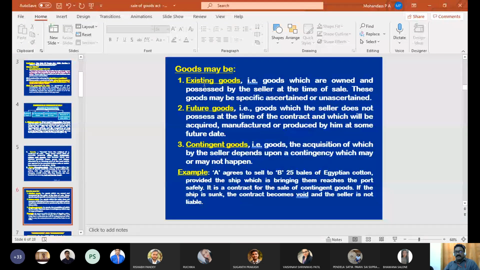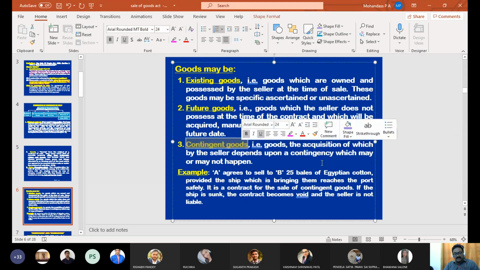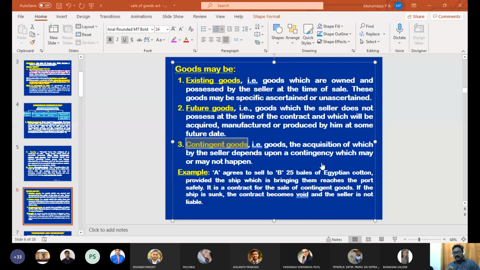Contingent goods. This is a short answer question. Can anyone tell me what is called contingent goods? What is called contingency? We normally hear about a contingency plan. What is the meaning of contingency? That it depends on certain factors. Yes, contingency is depending upon certain factors. That is, those goods which the seller may get into his custody depend upon the happening of an event which may or may not happen.